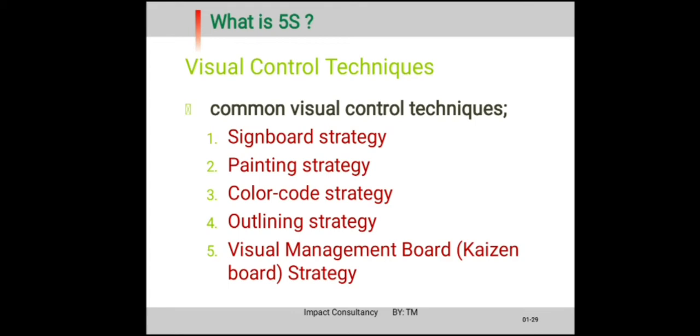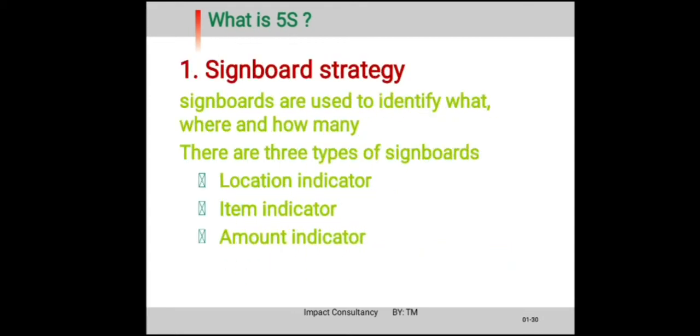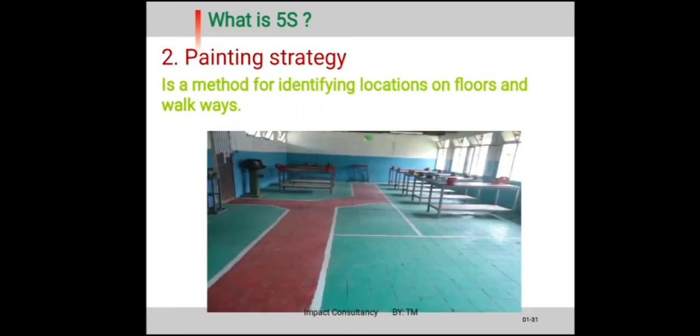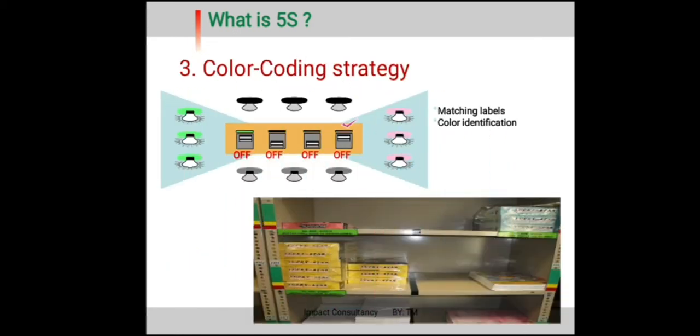The so-called Kaizen board strategy are the visual control techniques we can use. So signboard, what does it mean? One by one. Signboards are used to identify the what, where, and how many. There are three types of signboards: location indicator, item indicator, and amount indicator. Painting strategy, the second one. Painting strategy is a method for identifying locations on floor and walkways by coloring.